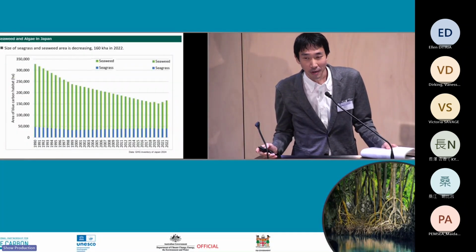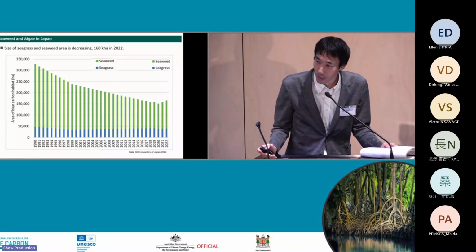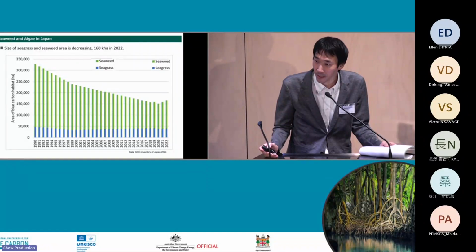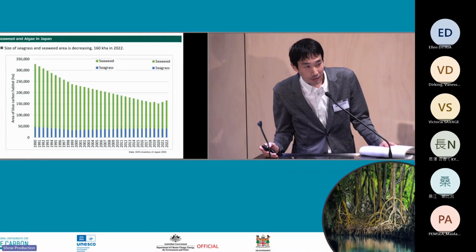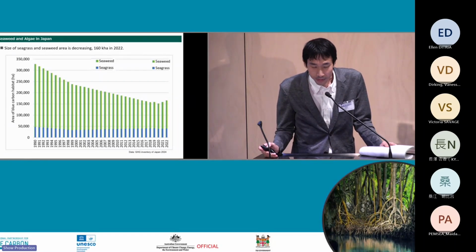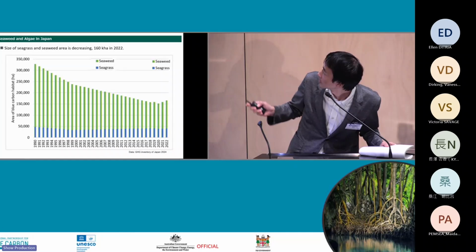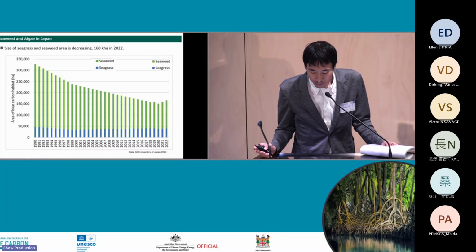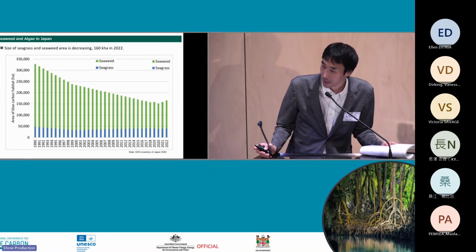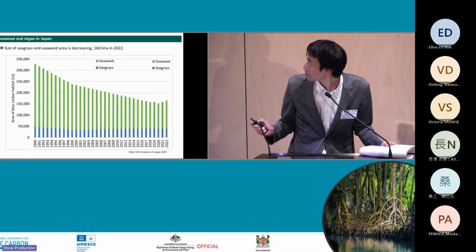In spite of our local efforts, the area of blue carbon ecosystems, especially seagrass and seaweed, is decreasing nationwide due to environmental change and the expansion of seagrass eaters such as fish or sea urchins. It became about 160 kilohectares in 2022, which is half of the 1990 level.